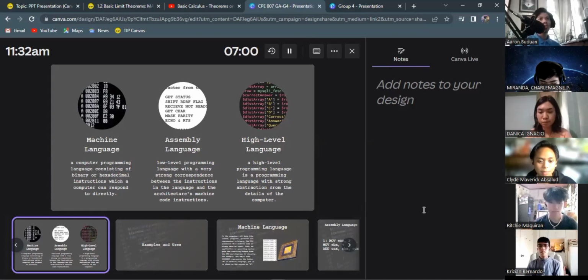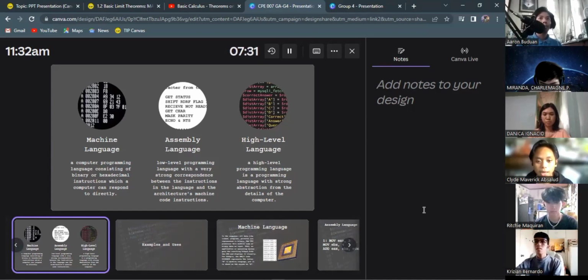Next one, we have assembly language, a low-level programming language with a very strong correspondence between the instructions in the language and the architecture's machine code instructions. Assembly language is low level, but it acts as a bridging language for machine language and high-level language, as it converts high-level language to a low-level one for the machine to use more effectively.